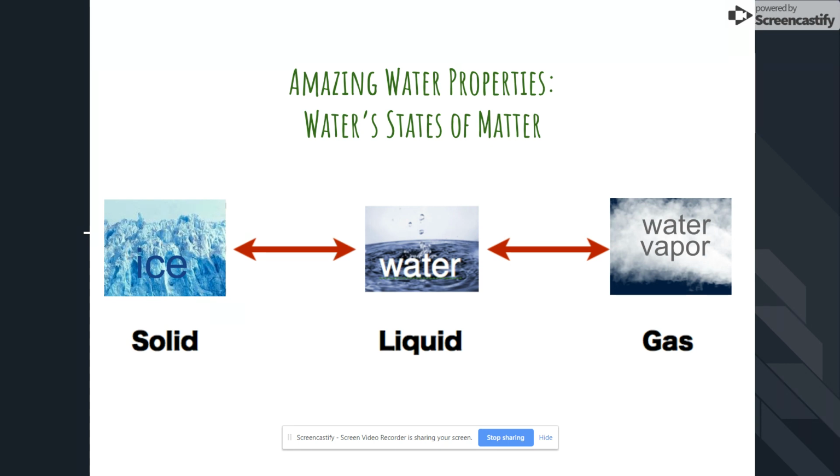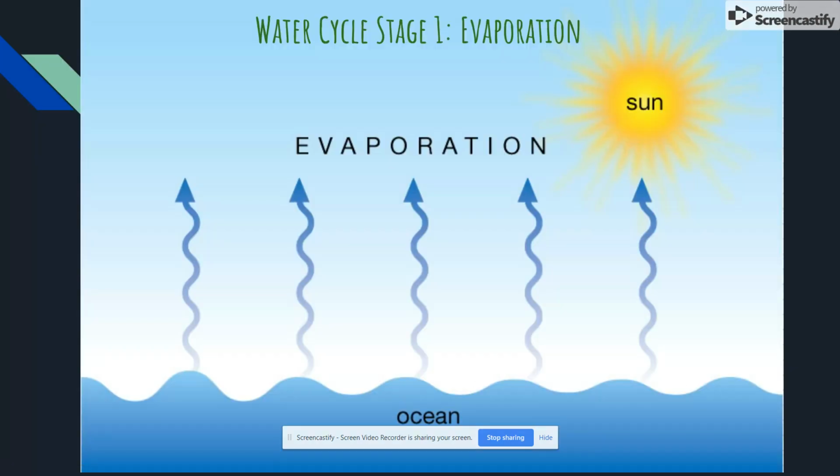As water goes through the different stages of the water cycle, it changes from one form to another by absorbing or releasing heat energy. Evaporation may be seen as the first stage of the water cycle.